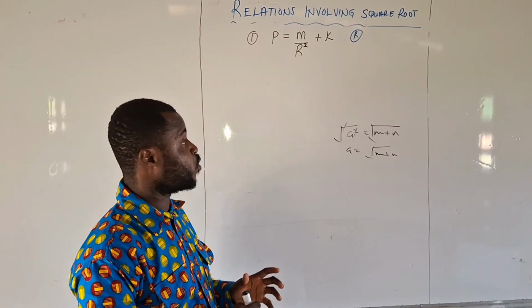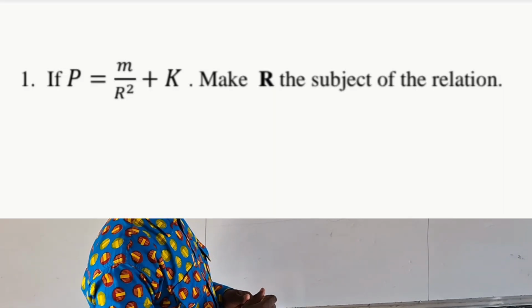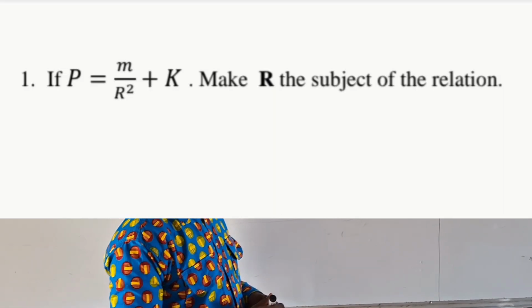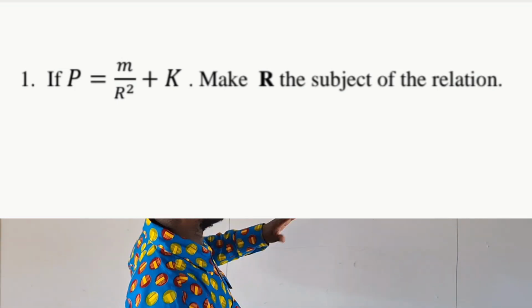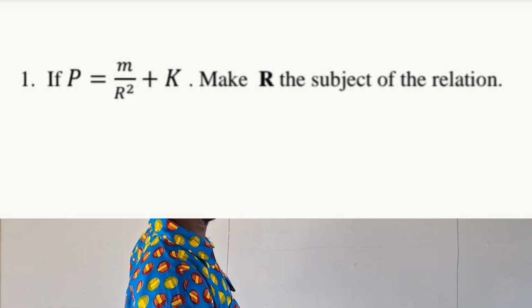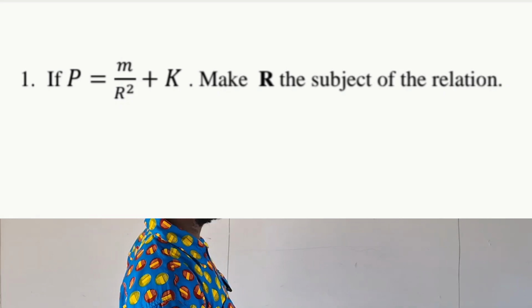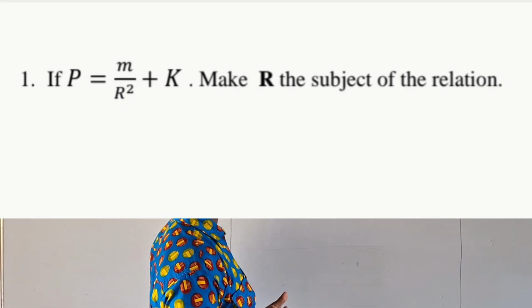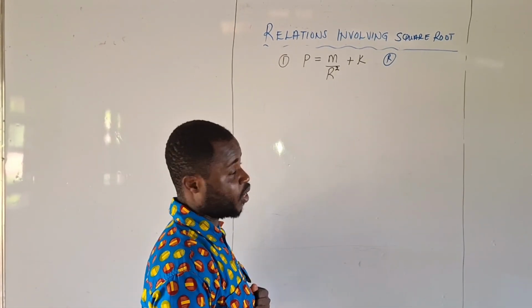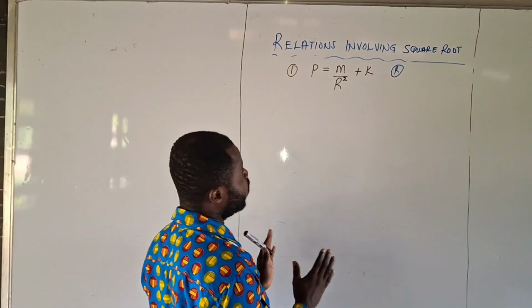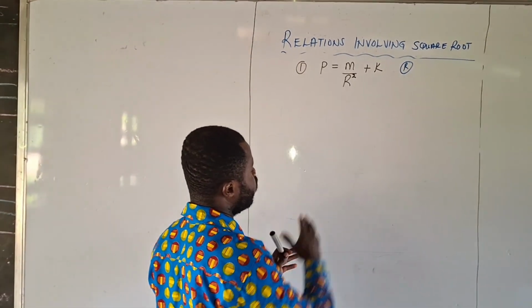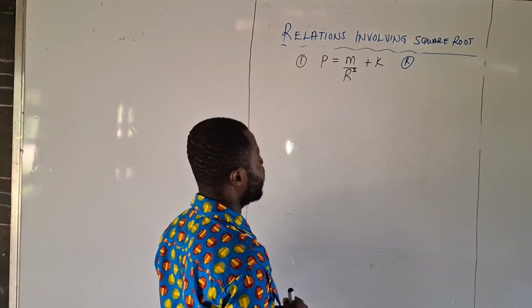So as the question is posted on the screen, we have P is equal to M over R squared plus K. We are making R the subject. Now this relation involves a fraction, and R has a square. So you see how we are going to make it easy and simple. The LCM is going to be R squared. We are going to multiply through by it.